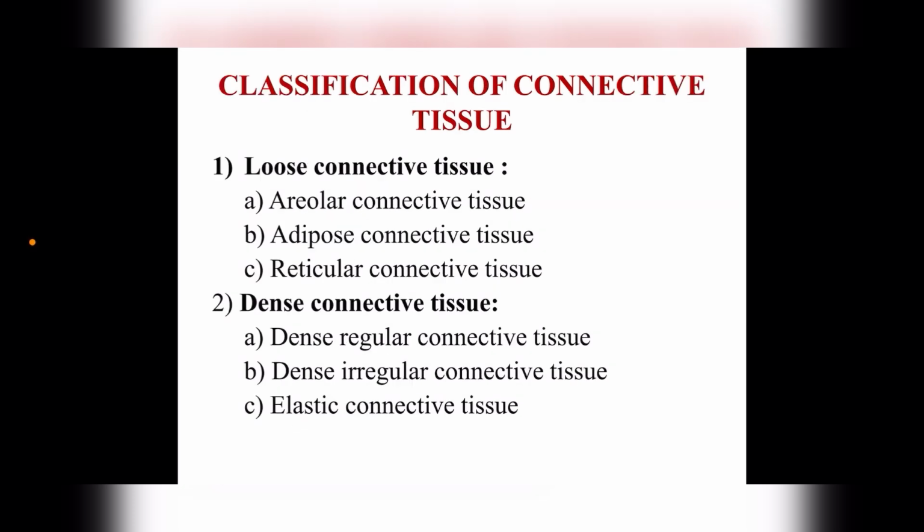Next, we deal with the classification of connective tissue. Firstly, it has some categories as well as subtypes. First, loose connective tissue. Loose connective tissue includes areolar connective tissue, adipose connective tissue, reticular connective tissue, and dense connective tissue. It includes dense regular connective tissue, dense irregular connective tissue, and elastic connective tissue.